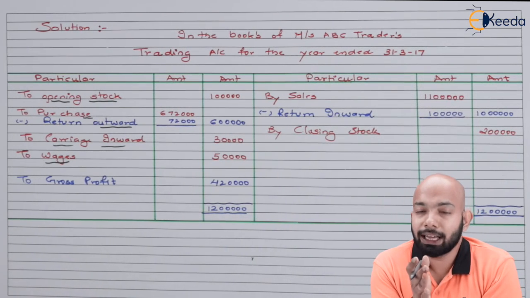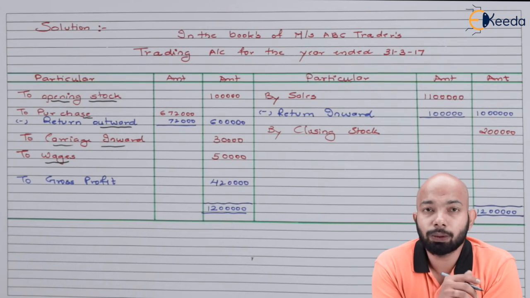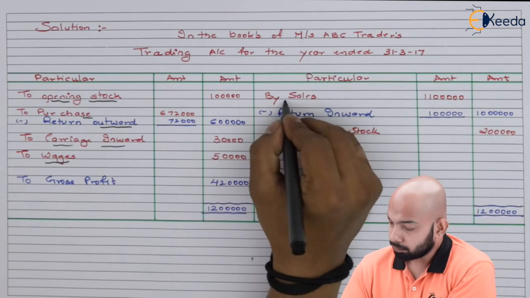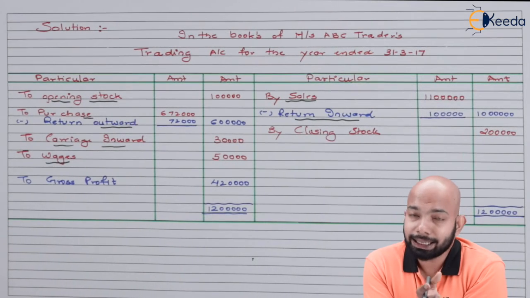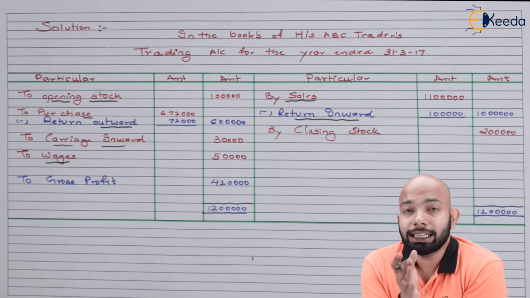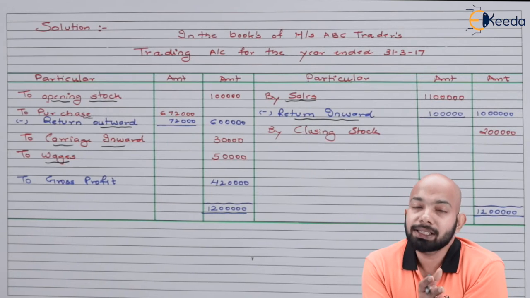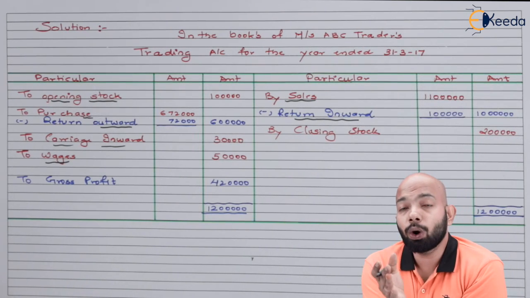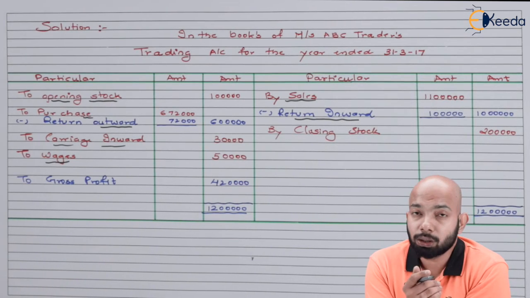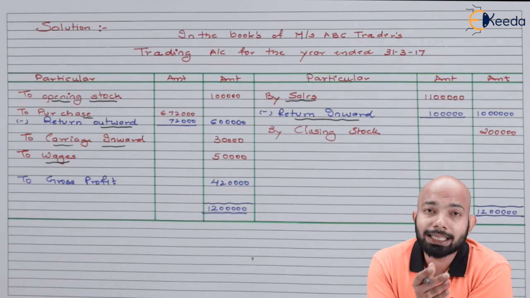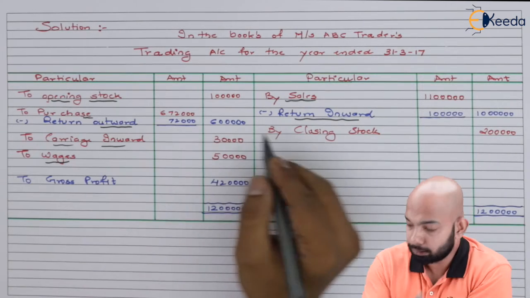So on the credit side, we have sales, out of which sales return will be subtracted. Total sales is 11 lakh, out of which return inwards of 1 lakh has been subtracted. So the net sales that we have got is 10 lakh rupees, which has been mentioned in the outer column. The next part is closing stock, which is mentioned as predefined 2 lakh rupees.